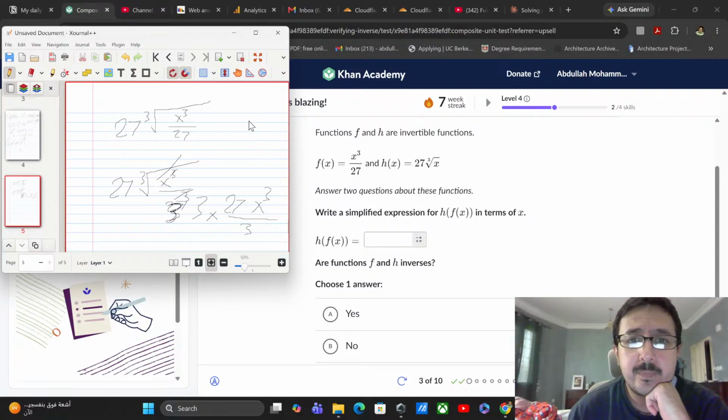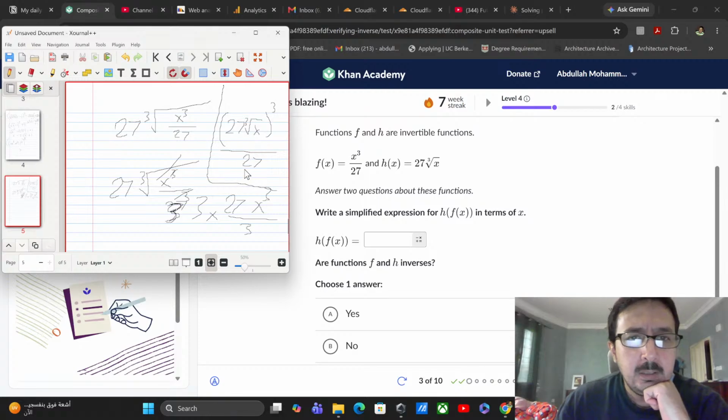Are they inverse? I'm going to have to check it the other way around, which is 27. Wait, where did I get this from? 27. Oh, cube over 27. Man, why are you making this so difficult?